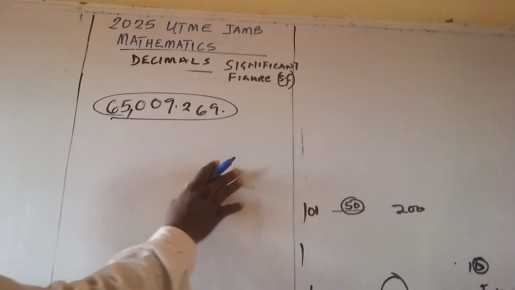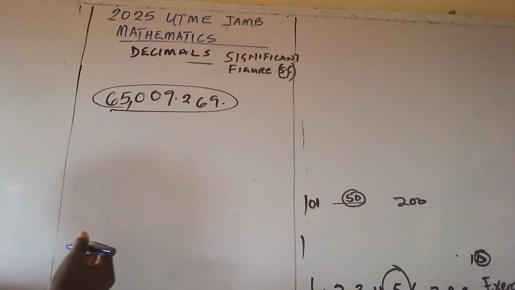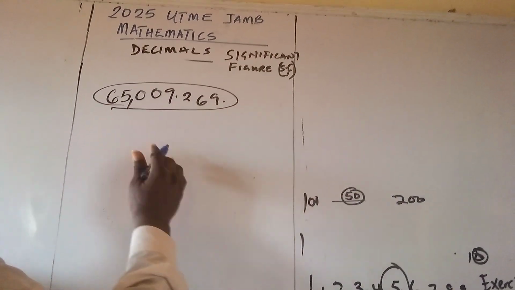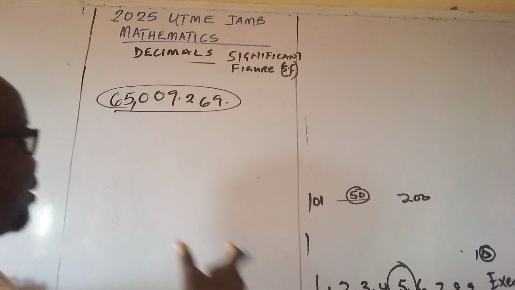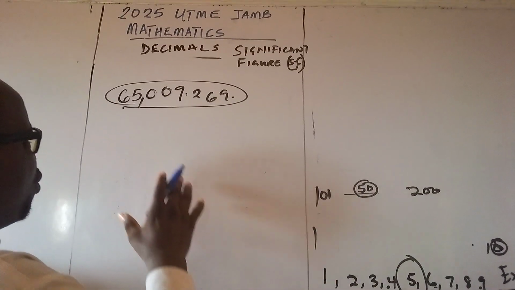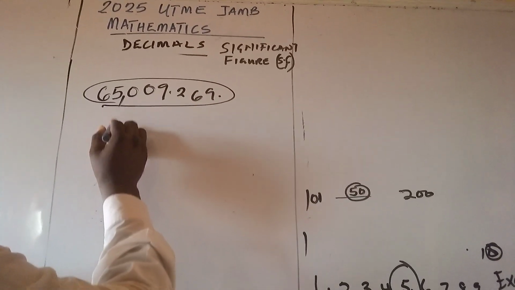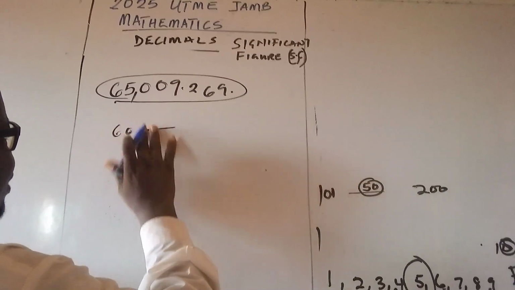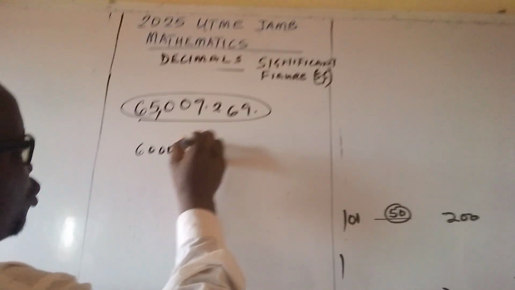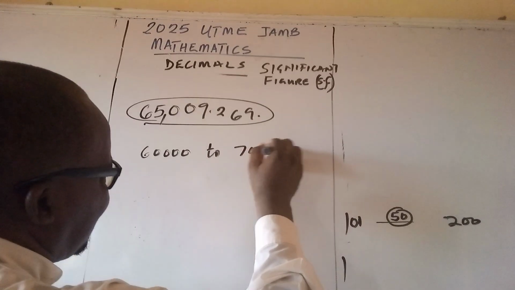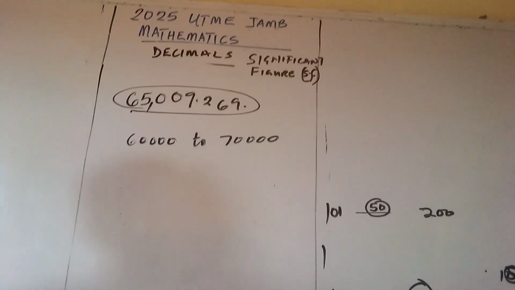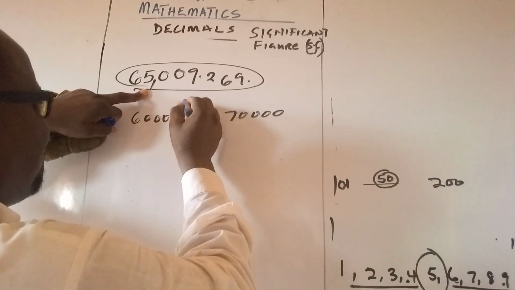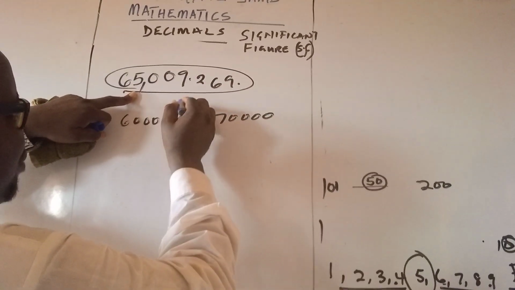65,009.265. Now, to one significant figure, we want to approximate to one significant figure. So the next value this value will go to would be between 60,000 and 70,000.